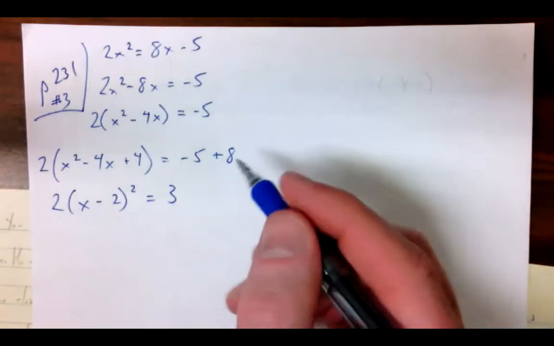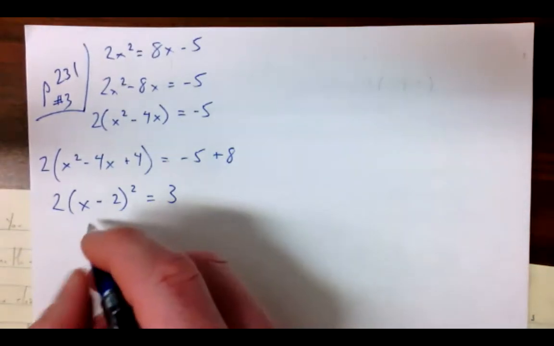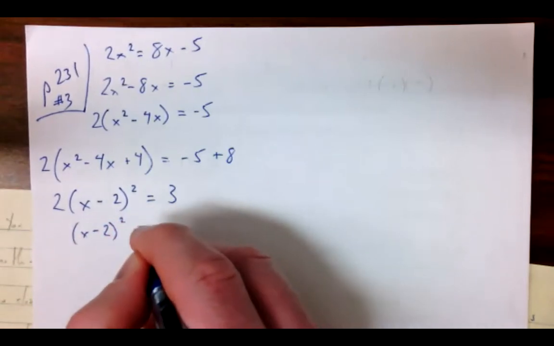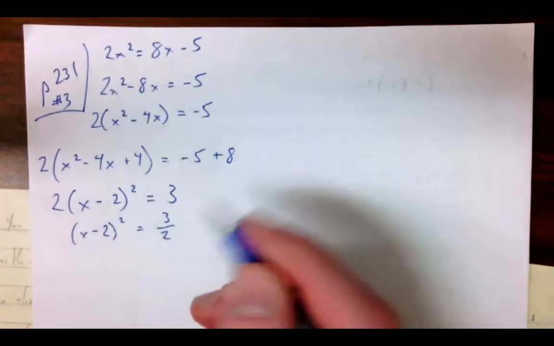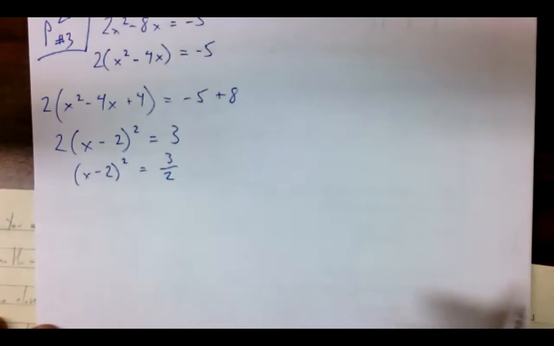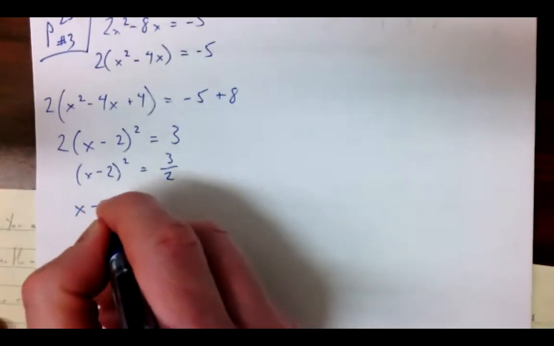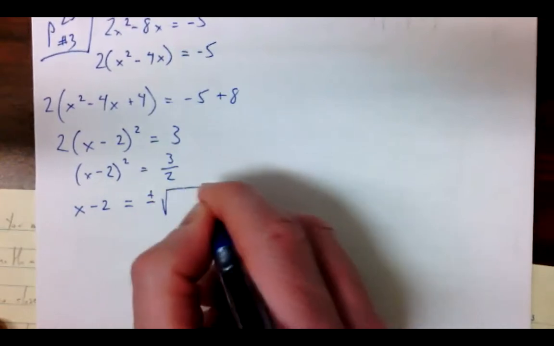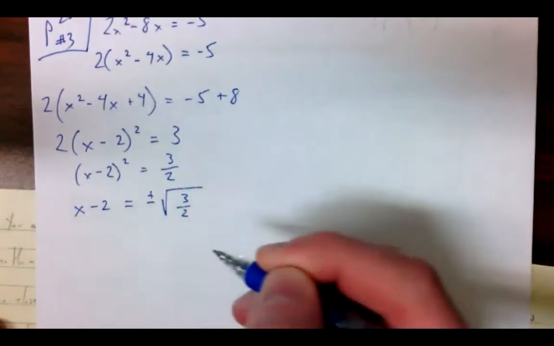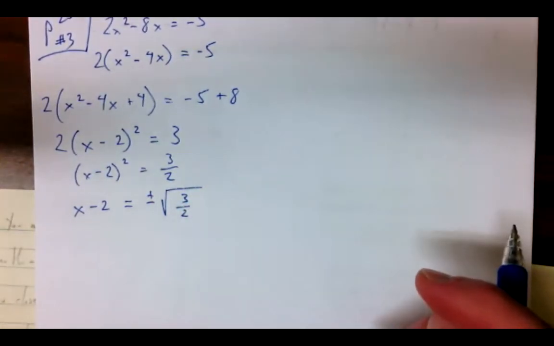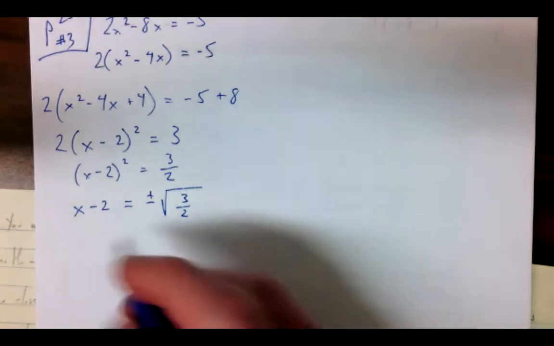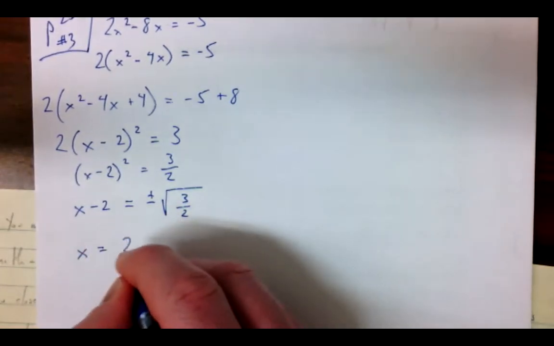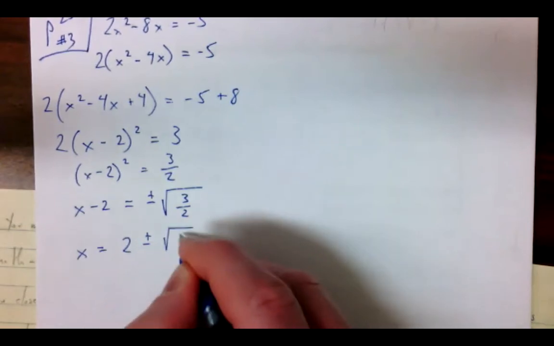Stop me if I'm going too fast. I'll slow down here because this is where it gets a bit trickier. I'm going to divide both sides by 2. X minus 2 squared equals 3 over 2. Now I have to root both sides. So it's x minus 2, drop the square, equals plus or minus the root of 3 over 2. X equals, I'm going to add 2 to both sides, 2 plus or minus the root of 3 over 2.